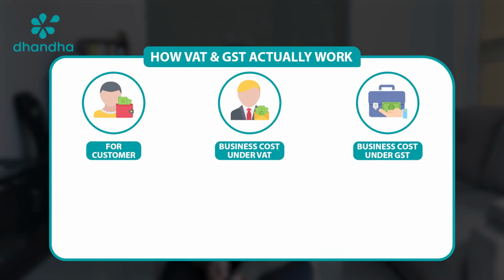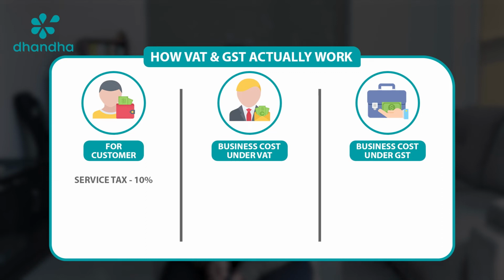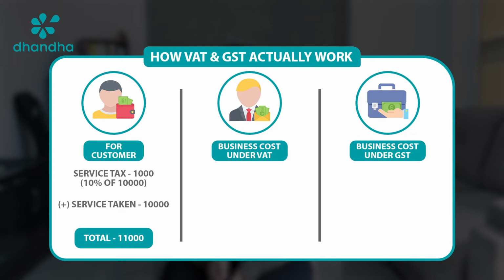In the case of a day-to-day transaction of a regular business, consider a business charges you 10% service tax on your services taken worth Rs 10,000. So the total amount you pay here is Rs 11,000, adding the 10% tax. Now, consider the business had purchased materials for providing the service, on which he paid 5% as VAT. The materials cost Rs 10,000. Thus, VAT would be Rs 500.